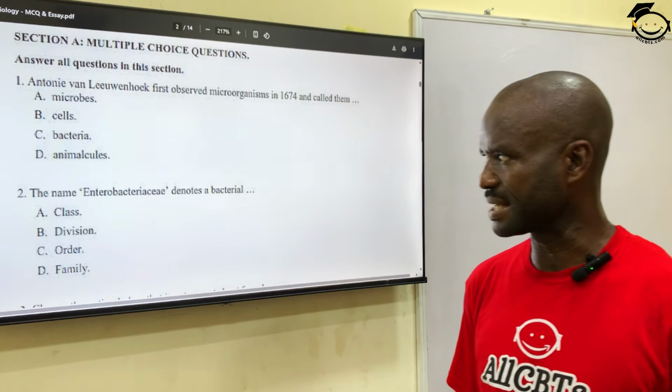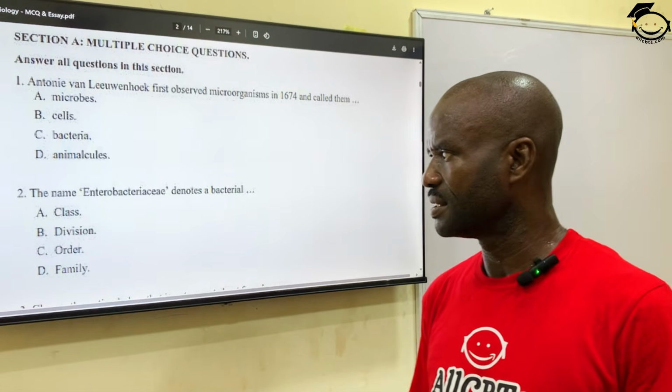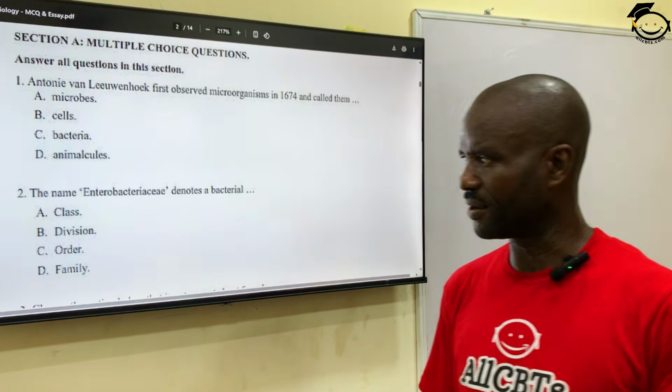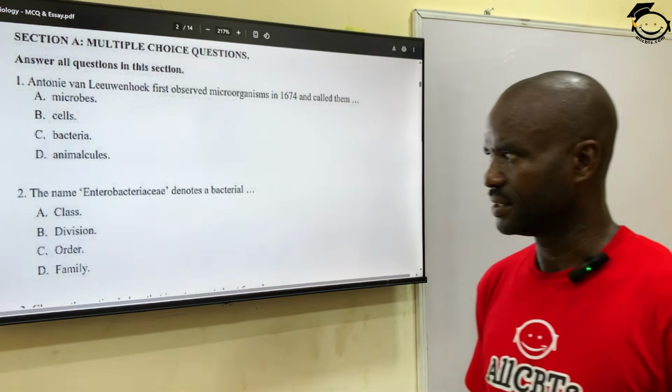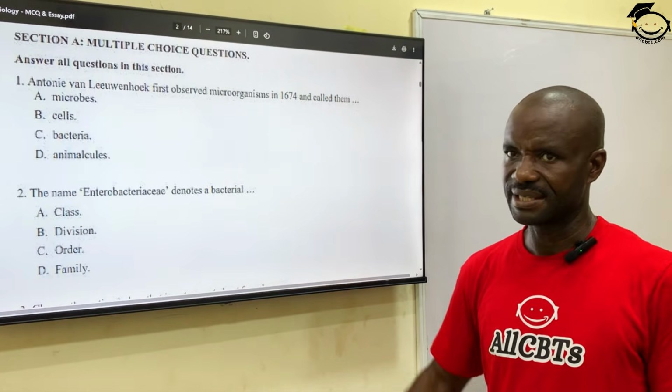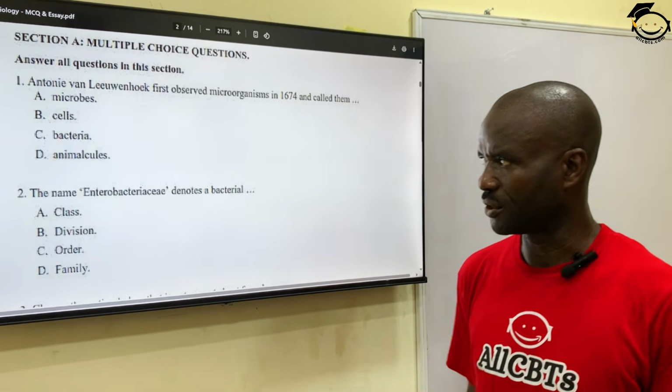Number 2. The name Enterobacteria denotes a bacteria A. Class, B. Bacterial division, C. Bacteria order, and D. The family of bacteria. The correct answer is D. Bacteria can be grouped according to family called Enterobacteriaceae.